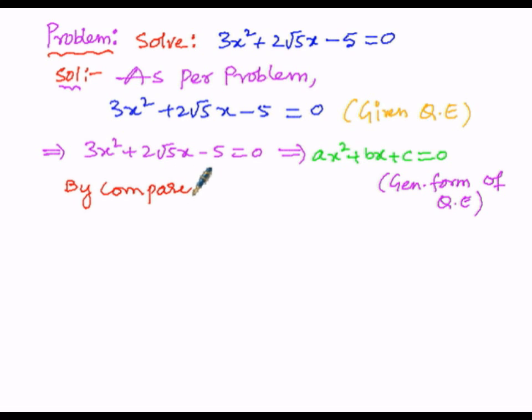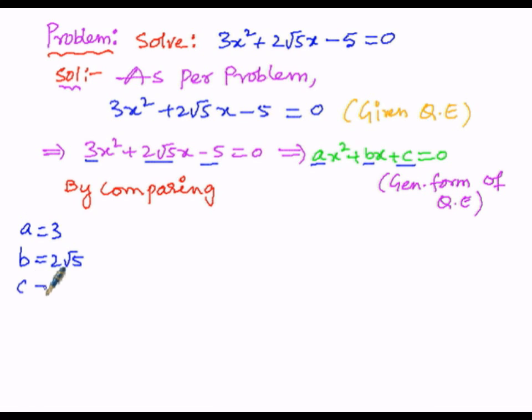by comparing we have to compare the coefficients of these terms. In the general form, ax square plus bx plus c equals to 0, the x square coefficient is a, whereas in the given equation the x square coefficient is 3. So by comparing we get a equals to 3, and the x coefficient is b. Here the x coefficient is positive 2 root 5, so we substitute b as 2 root 5. The constant c, a real constant, is negative, that is minus 5.